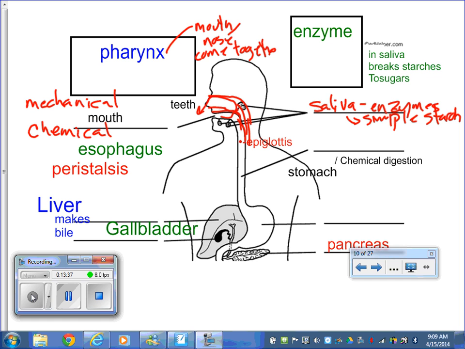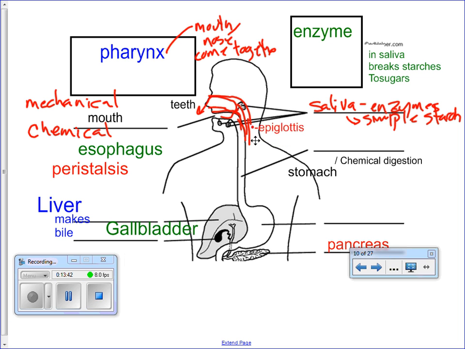All right, so as we just mentioned, the epiglottis. The textbook actually talks about the epiglottis with the respiratory system. What happens when you swallow is that the epiglottis, a cartilage flap, closes over the trachea, so that your food goes down your esophagus, not down your trachea into your lungs.